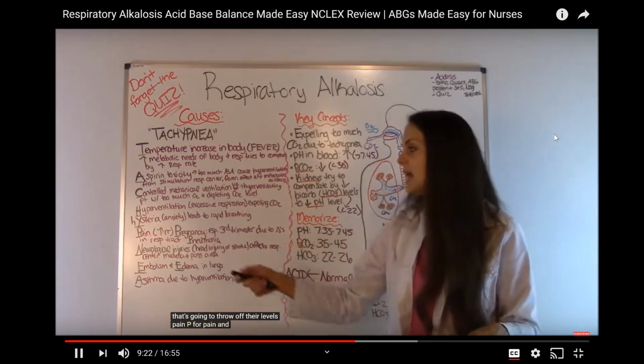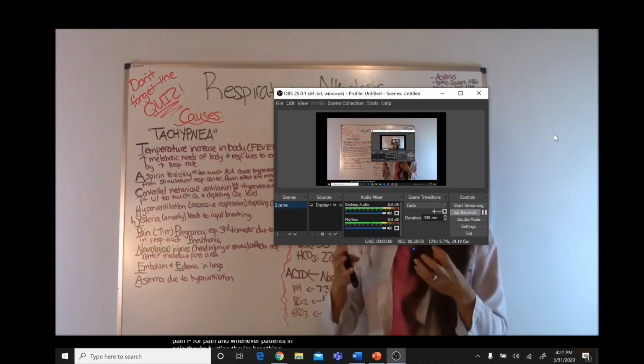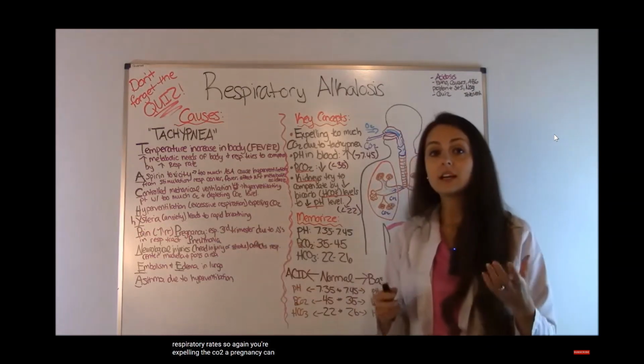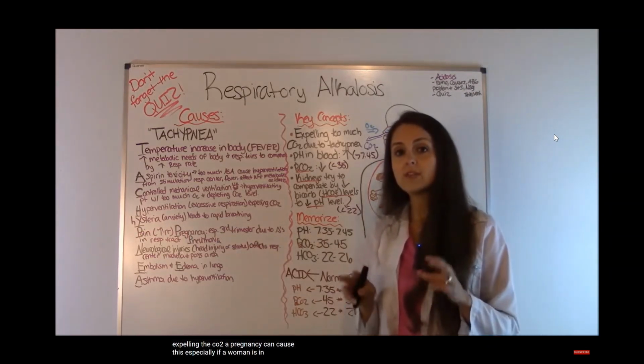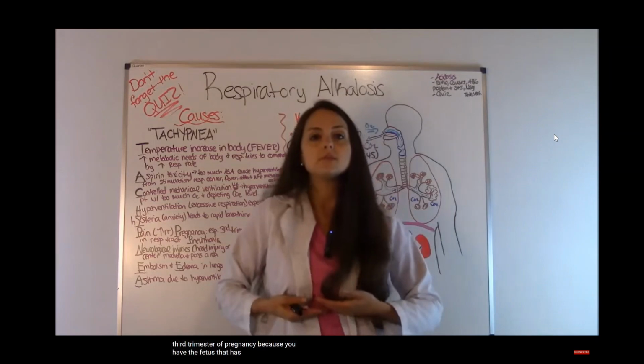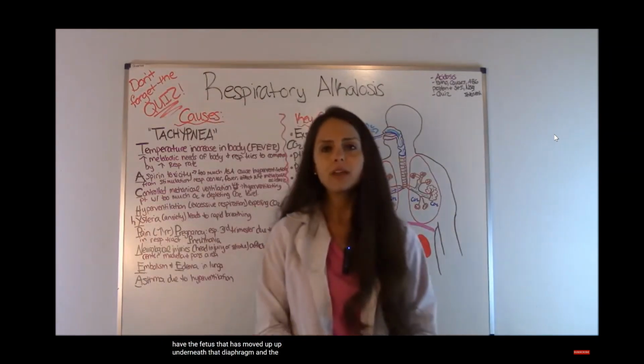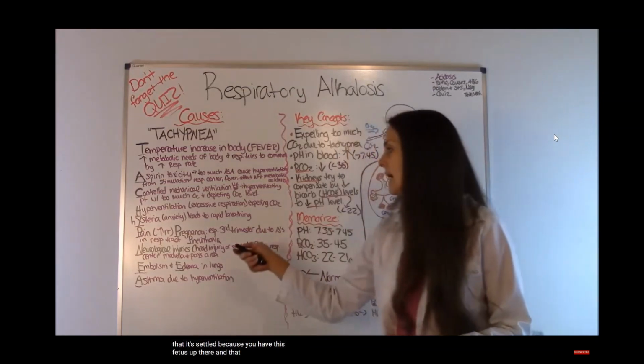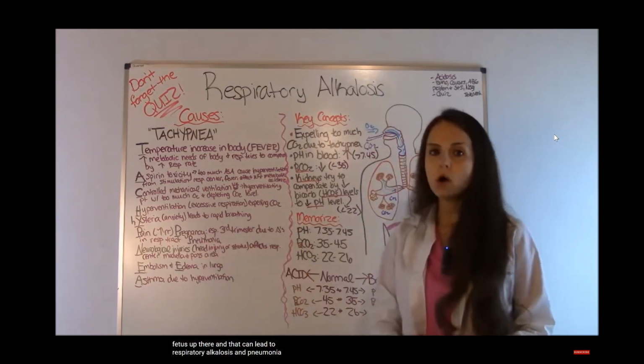P for pain. Whenever a patient's in pain, they're hurting, they're breathing fast, they have increased respiratory rate. So again, you're expelling the CO2. Pregnancy can cause this, especially if a woman is in the third trimester of pregnancy, because you have the fetus that has moved up, it's up underneath that diaphragm. The respiratory tract has changed in the way that it's settled because you have this fetus up there, and that can lead to respiratory alkalosis. And pneumonia.